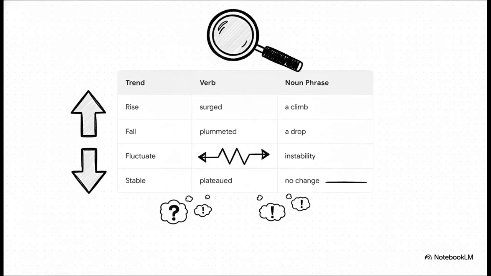Check out these 4 core trend movements: rise, fall, fluctuate, and stable. You really want to alternate between verb forms and noun phrases. So for a rise, maybe use the verb surged or the noun phrase a climb. For a fall, try plummeted or a drop. If things fluctuate, use oscillated or instability. And for stable data, go with plateaued or no change. Switching these up shows off the exact grammatical and lexical flexibility that examiners are desperately looking for.